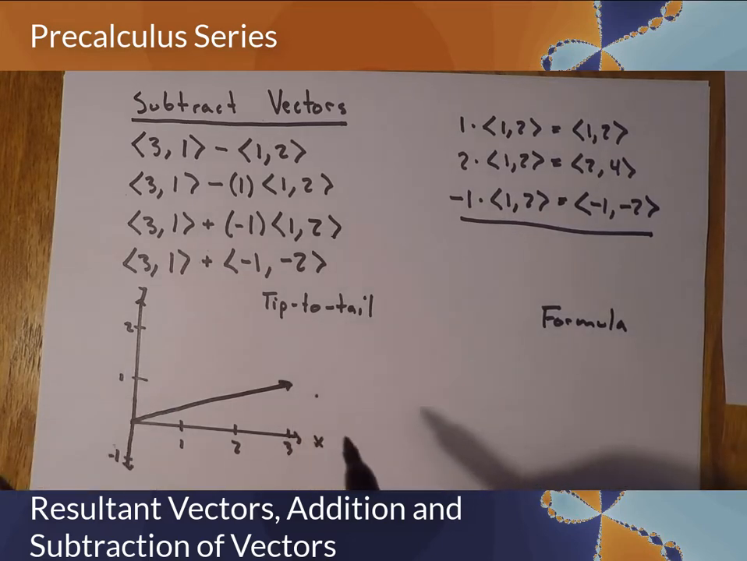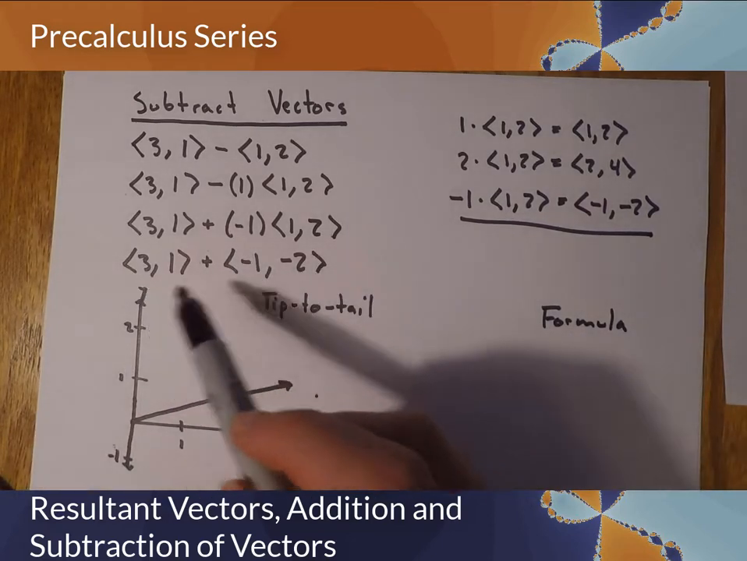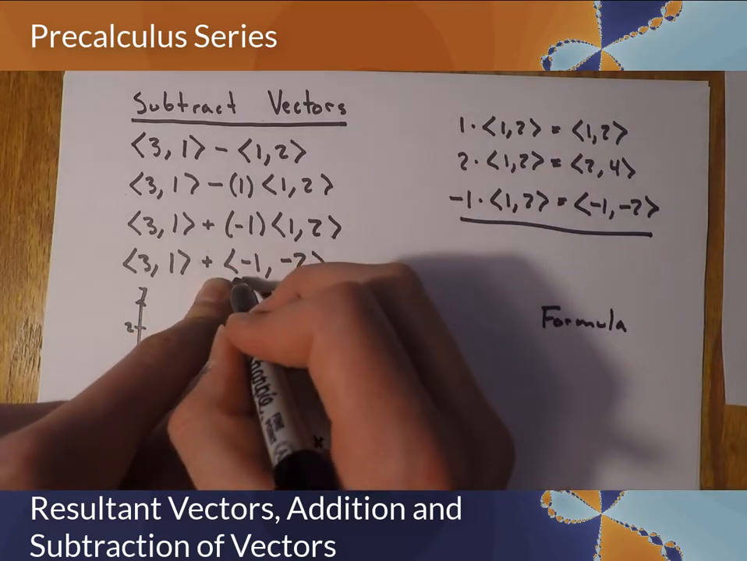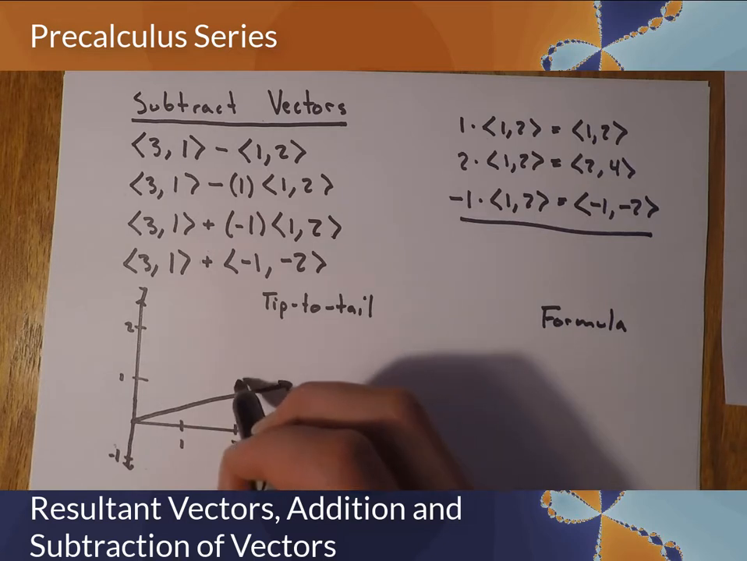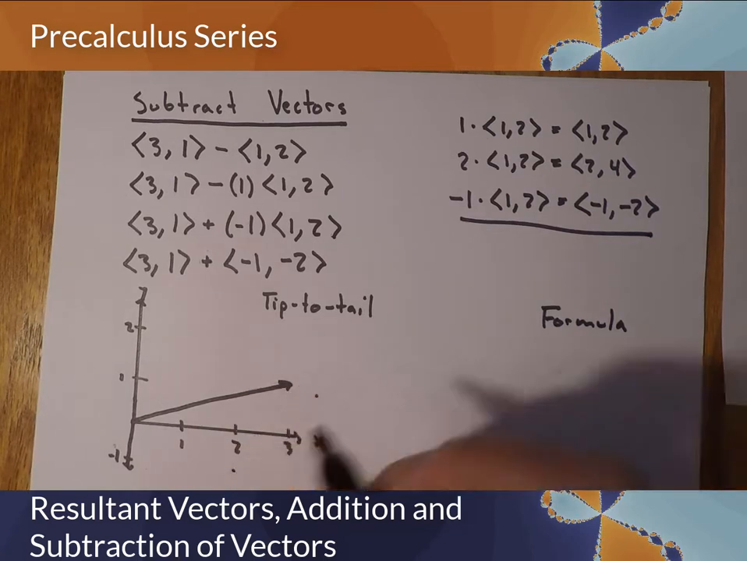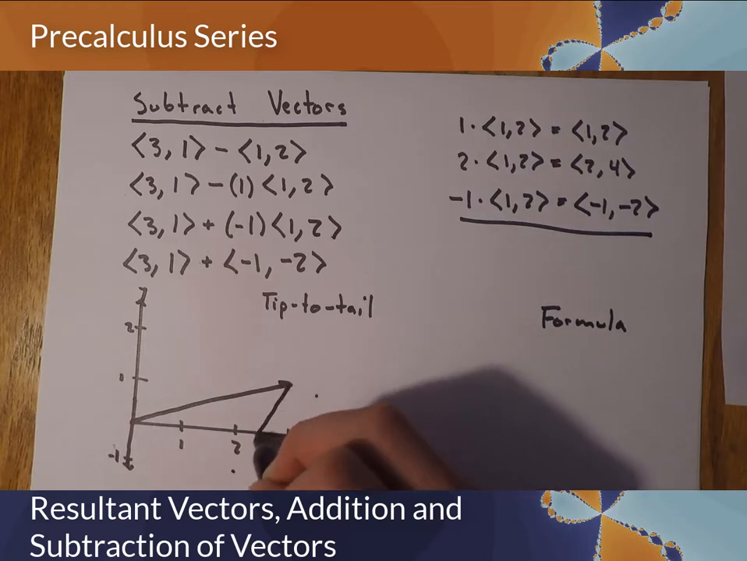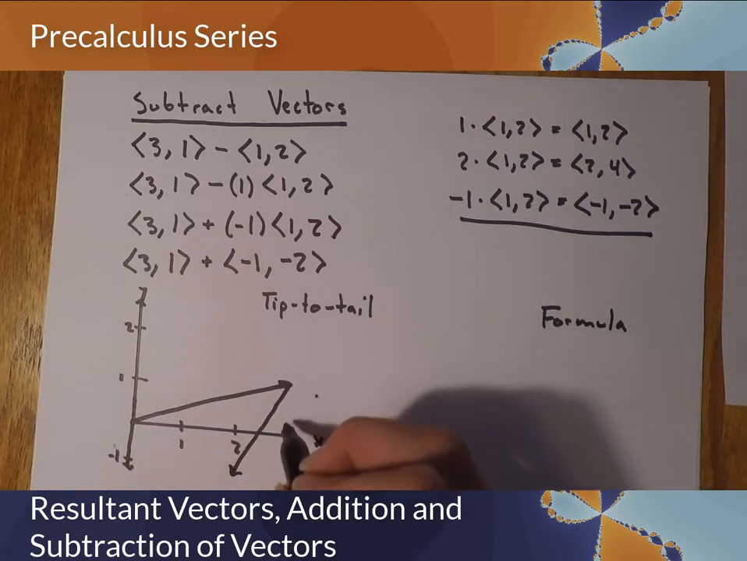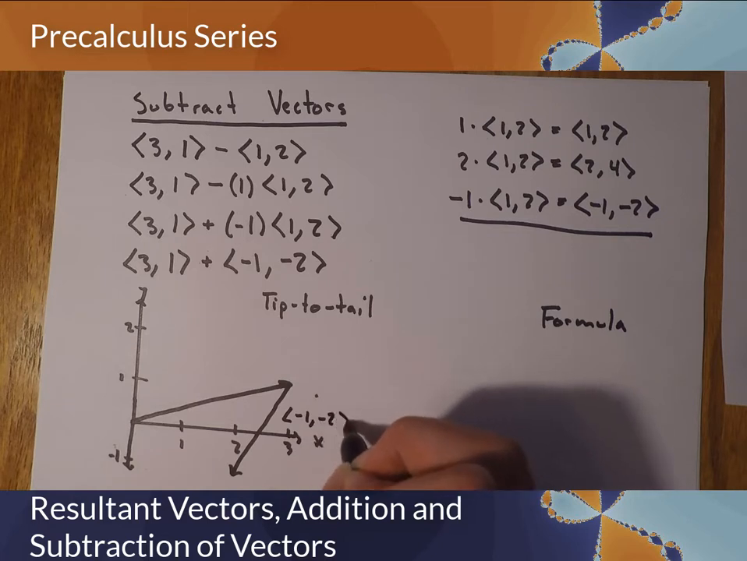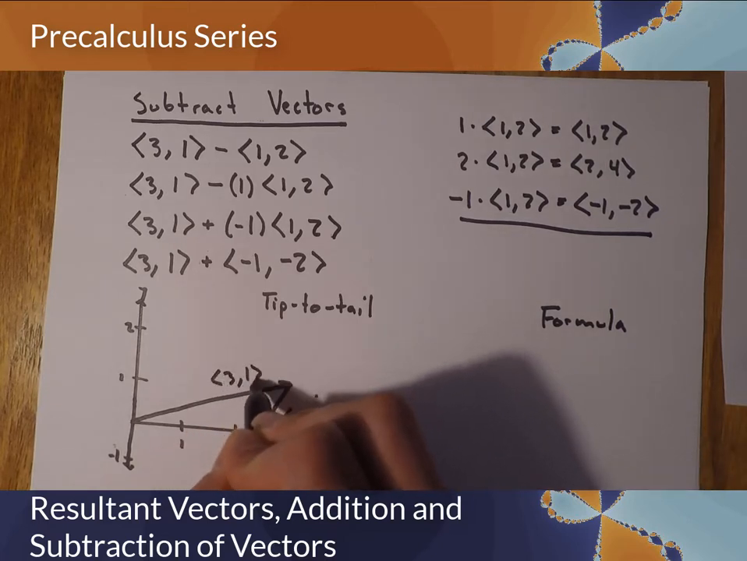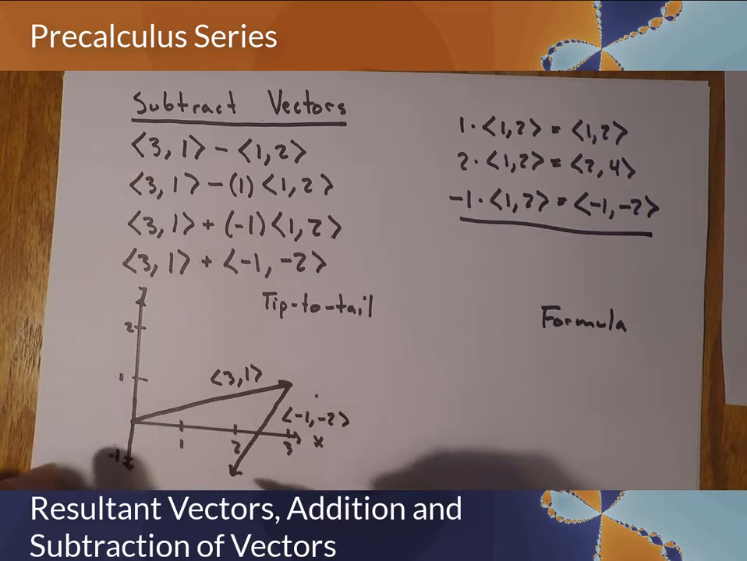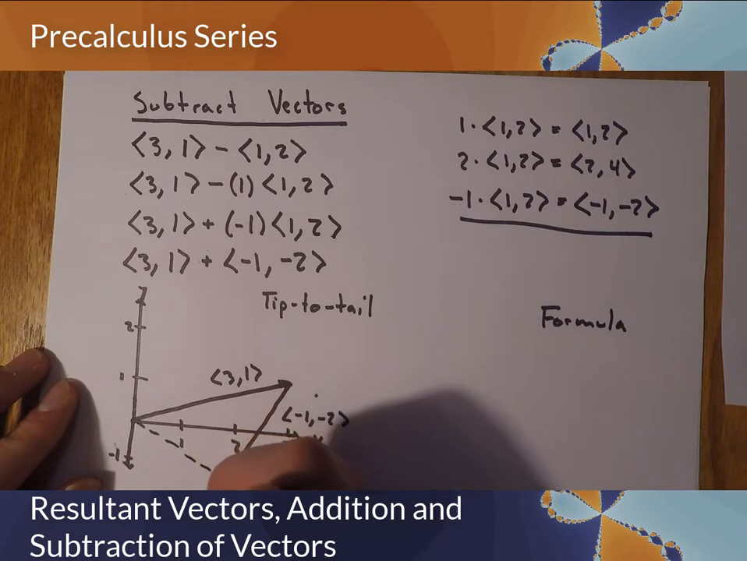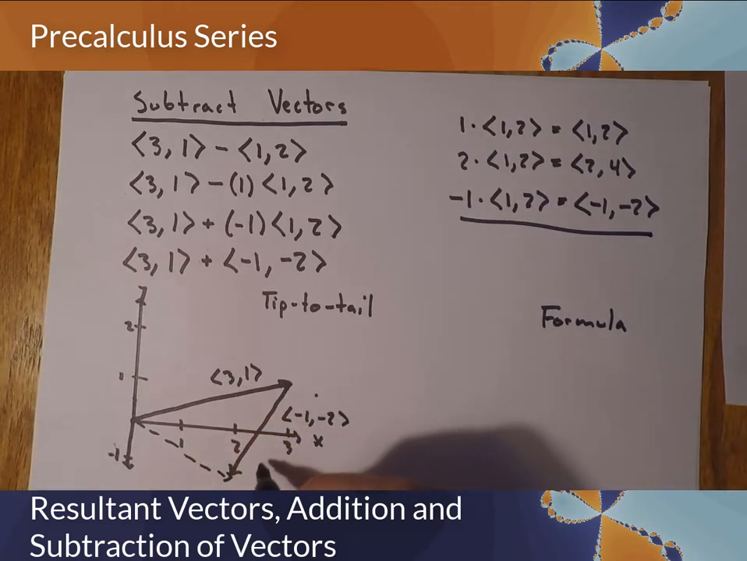Now what you do is you just add it tip to tail method. What's the second vector here? Negative 1, negative 2. So you go over negative 1, to the left 1, and down 2. So the second vector, attaching it tip to tail, is negative 1, negative 2, just like that. And so your resultant vector is just the beginning of the vectors added tip to tail to the end of the vectors added tip to tail, just like this. And so your final resultant vector is 2, negative 1.